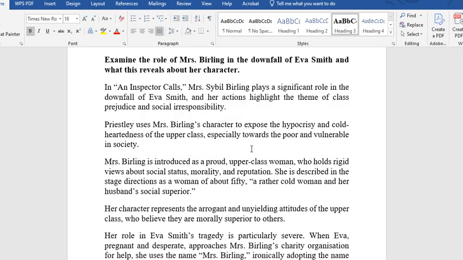So the question says, examine the role of Mrs. Birling in the downfall of Eva Smith and what this reveals about her character. In An Inspector Calls, Mrs. Birling plays a significant role in the downfall of Eva Smith, and her action highlights the theme of class prejudice and social responsibility.